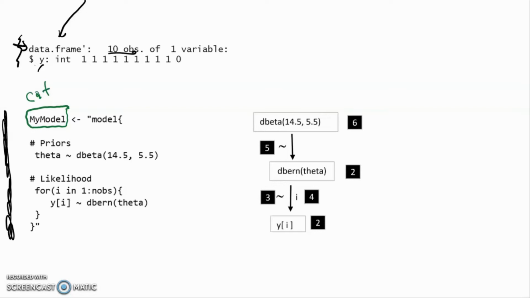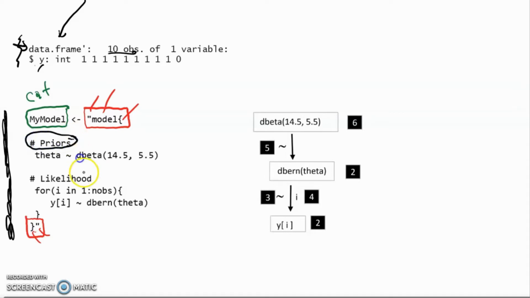That's going to be followed by this bit here, which is put in exactly like that: quotation marks, the keyword model, and an open parenthesis. And at the very bottom, we have to match the closing parenthesis and the quotation marks. And then what we have here are priors and likelihoods. Notice that these have the pound sign, which means they're commented out. They're not going to be executed, but they identify that this is the prior and this is the likelihood.